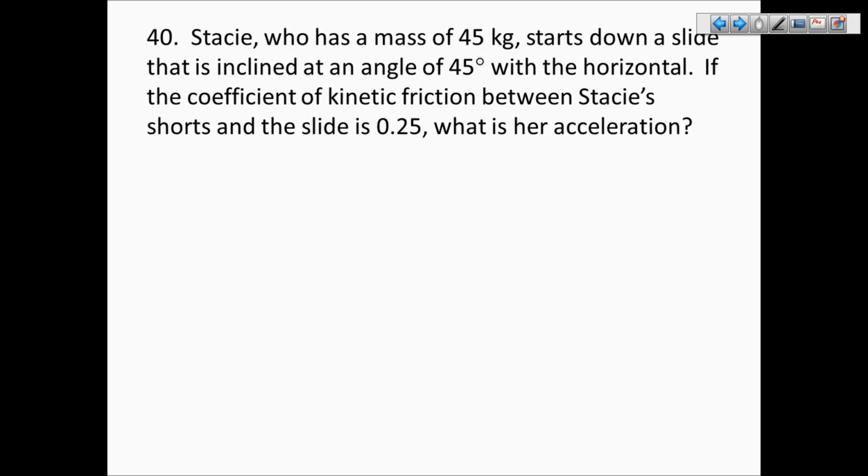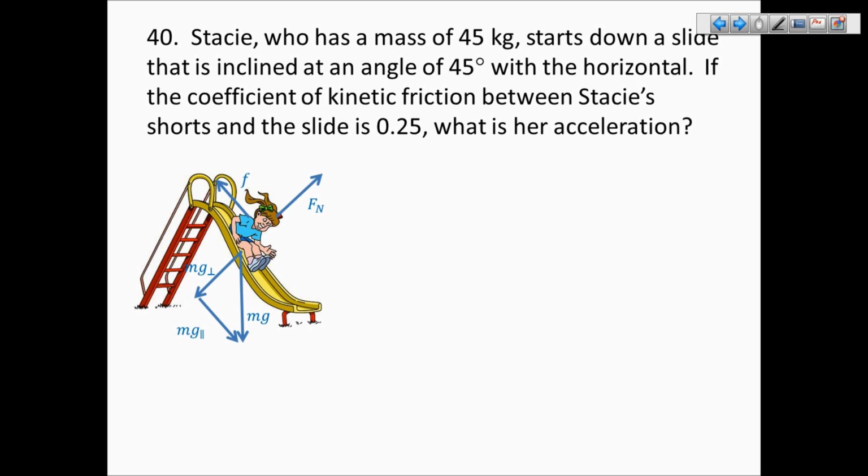Alright, in number 40, Stacie, who has a mass of 45 kilograms, starts down a slide that is inclined at an angle of 45 degrees with the horizontal. If the coefficient of kinetic friction between Stacie's shorts and the slide is 0.25, what is her acceleration? So here we see a picture of Stacie, and I've drawn in all the major forces, her weight, the normal force from the slide, friction, and I've gone ahead and split up the weight into its perpendicular component and its parallel component.